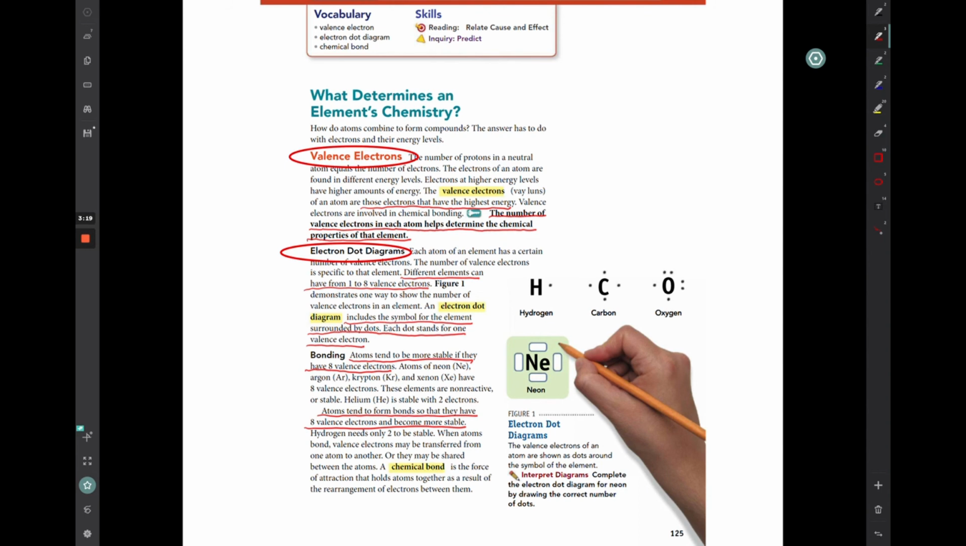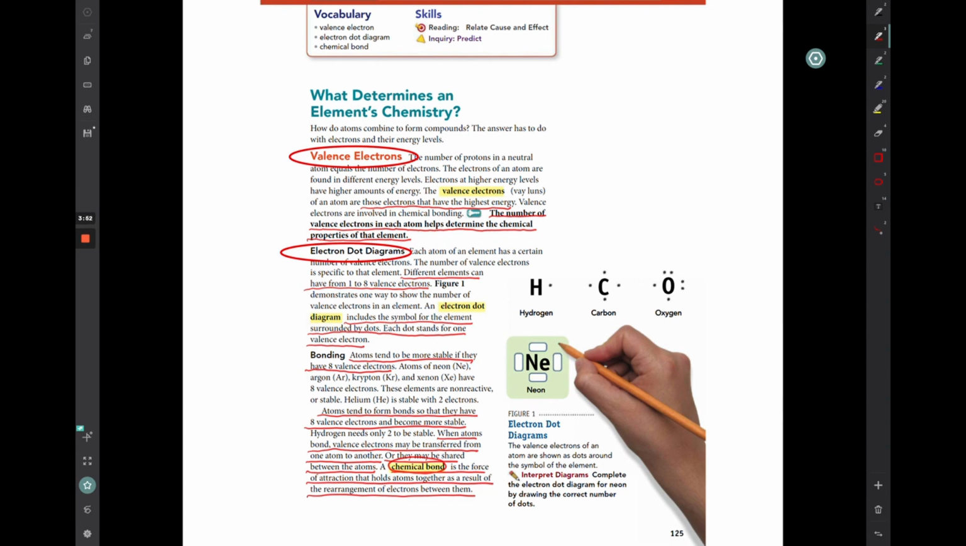When they bond, those valence electrons can be transferred from one atom to another. They can be gained or lost, or they might be shared between the atoms. And this causes a chemical bond to form, which is the force of attraction that holds atoms together as a result of the rearrangement of electrons between them. So they might give away an electron, gain an electron, or share electrons with other elements.